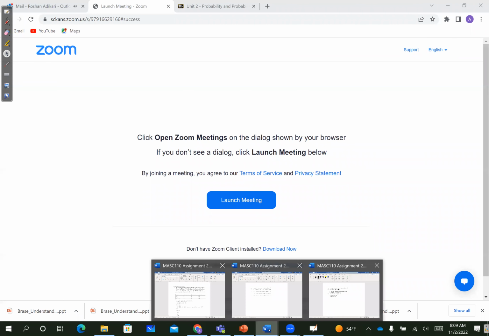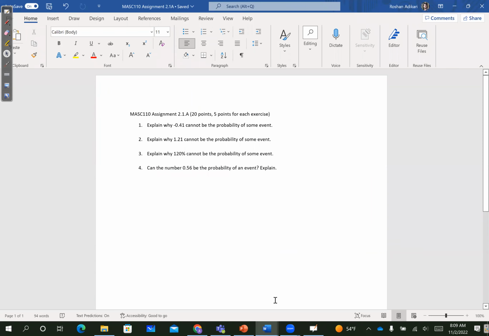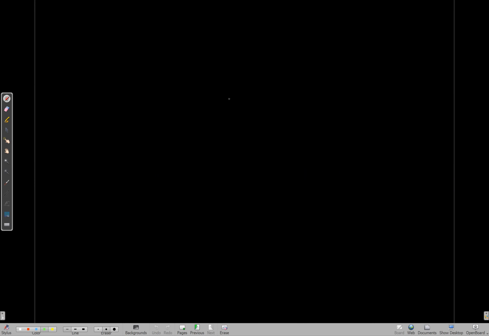Now, let's say this is the first one. Now this is a pretty easy question. Probability. This is completely addressing this fact: the probability of any event is always a number between 0 and 1. So the least case is 0, maximum case is 1.